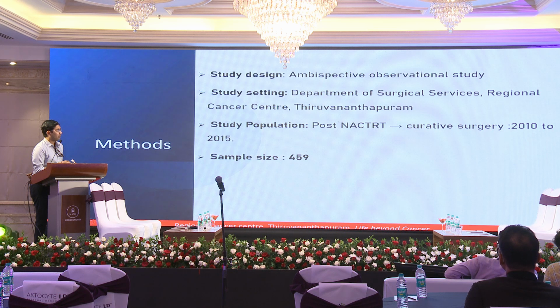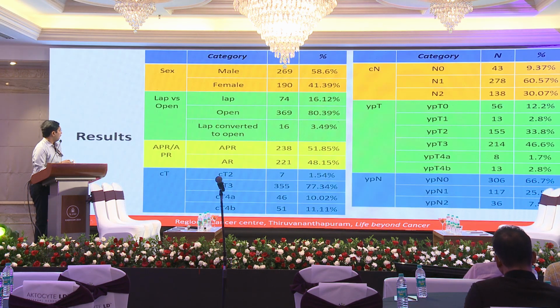Study design: it is an ambispective observational study, and the study setting is the Department of Surgical Services, Regional Cancer Center, Thiruvananthapuram. The study population is patients who have undergone post-NACTRT curative surgery between 2010 and 2015, and the sample size is 459. These are the patients, and mostly it includes open surgery in the form of 80.39%, and most of them underwent APR. Most of the patients were cT3 and cN1, while in pathological staging it is ypT3 and ypN0.